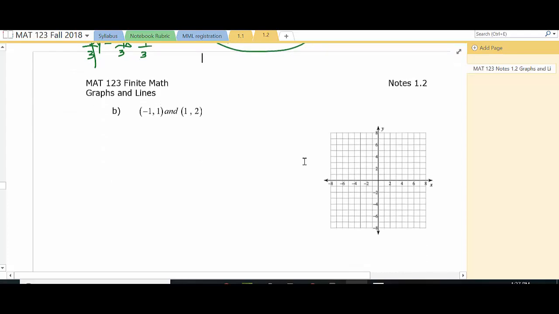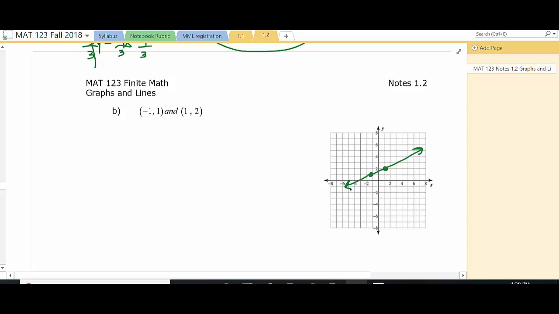Now we're going to see that probably a little bit in the next class and into next week quite a bit. If we go to the next one, I want you to go ahead and plot these 2 points. Go ahead and do that right now. So you want to go left 1, up 1. That's your first point. And then your second point is over 1, up 2. And that's the line that we're looking at.